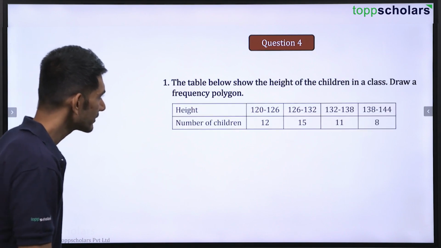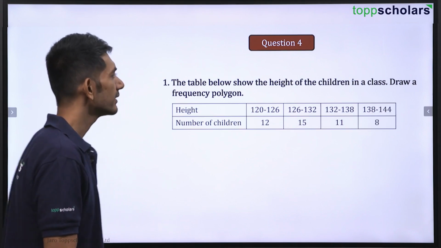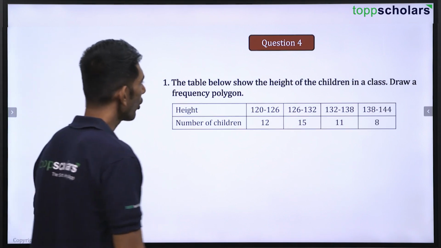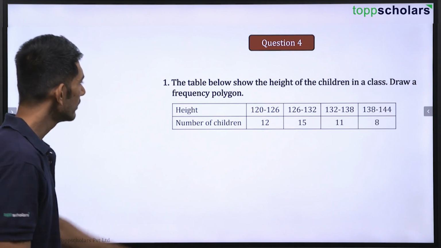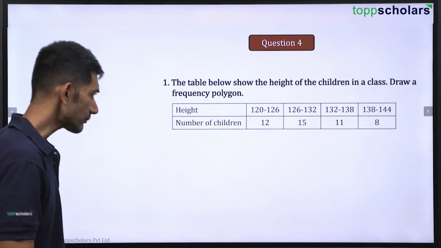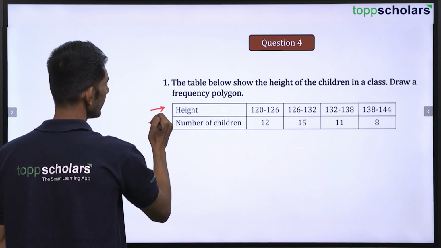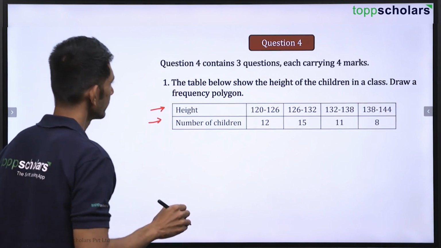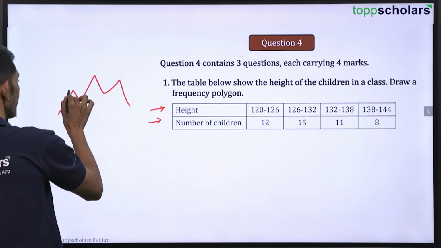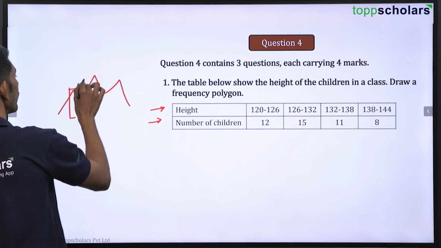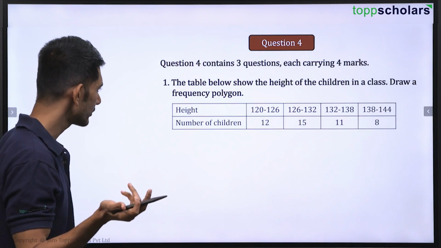Now the new question says, the table below shows the height of children in a class. We're supposed to draw a frequency polygon for this particular chart. So the height is given in centimeters, suppose, and this is the number of children. Okay, so frequency polygon, if you remember, is something like this, which is nothing but joining the midpoints of the histogram. It is not compulsory to draw a histogram, but that is how the ideology comes from it.